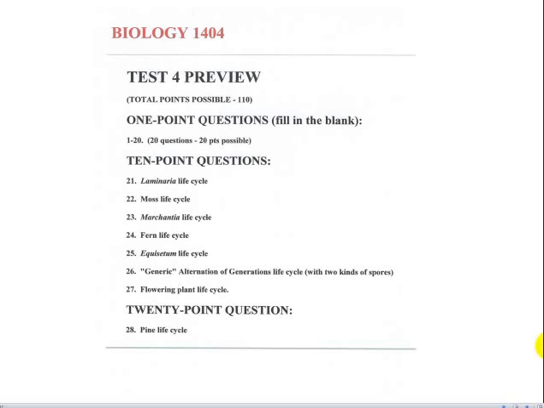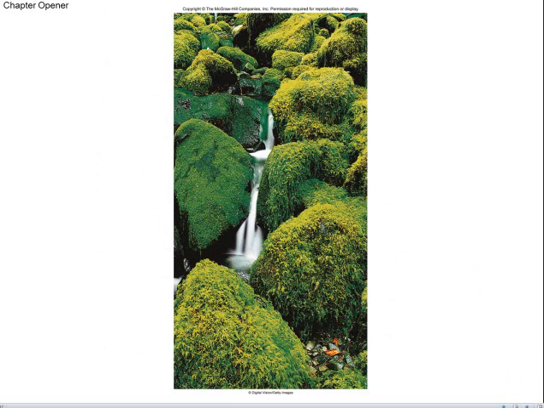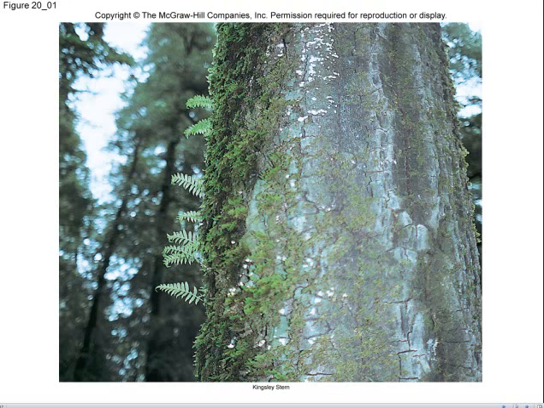Here we go, ladies and gentlemen, the moss life cycle, which of course you've got a 10-point question on test 4 about. And what do we have here? Mosses. Are we looking at the gametophyte or the sporophyte generation? The gametophyte. The prominent generation in bryophytes and only bryophytes is the gametophyte generation.